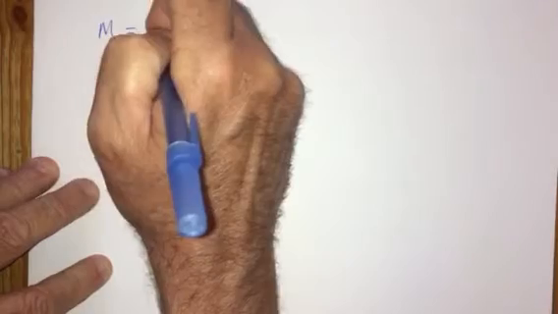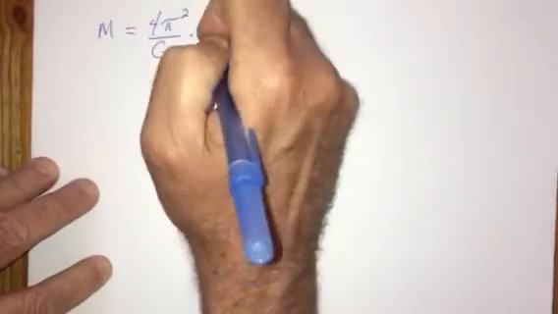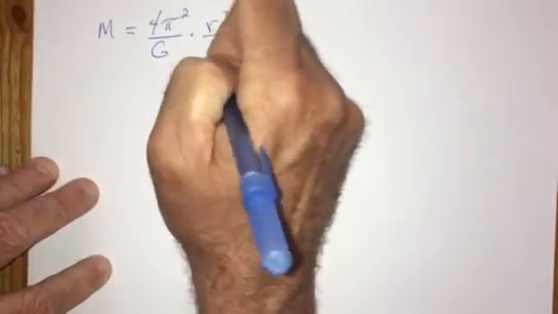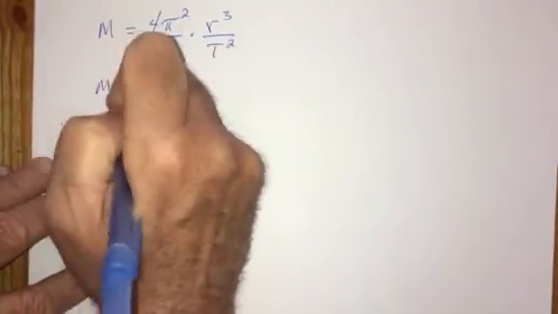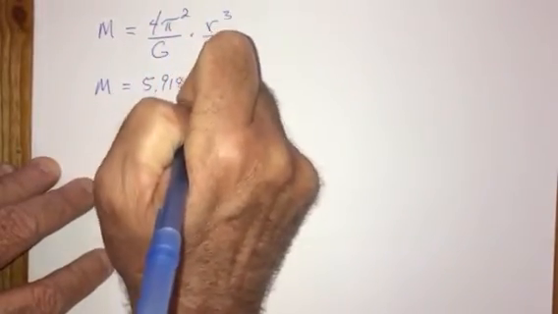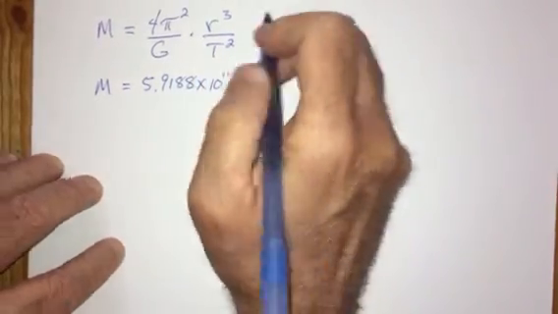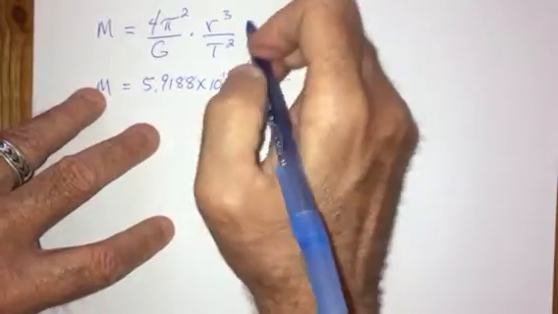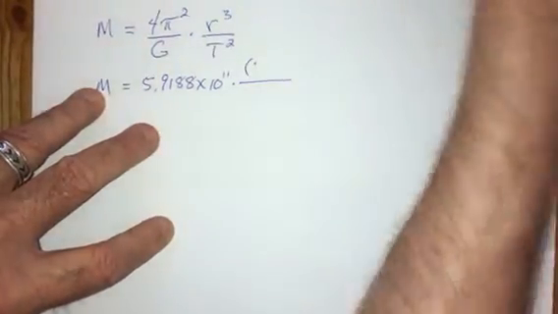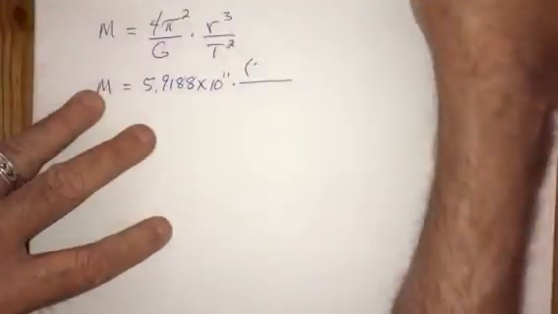Okay, and so our equation again was m equals 4 pi squared over G multiplied by r cubed over t squared. And we can say that that's equal to 5.9188 times 10 to the 11th power multiplied by r cubed, and r, if you recall, was back here on this other piece of paper. It was 2.573 times 10 to the 9th power.